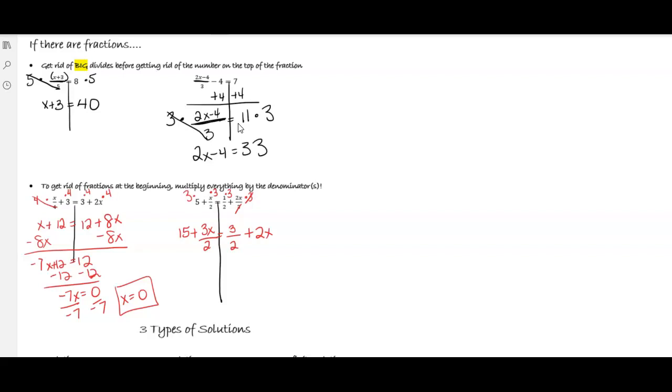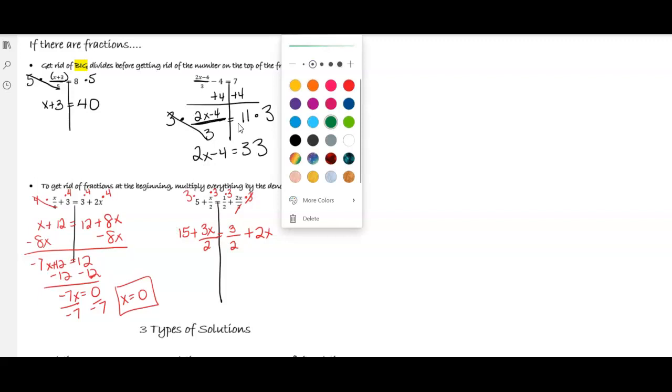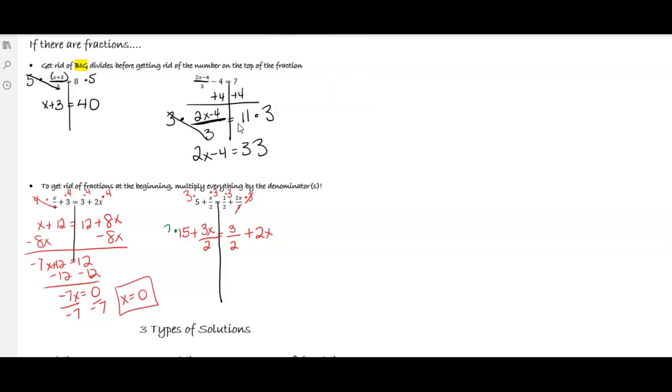So now I've taken care of that one fraction. I've taken care of the 3. Now I'm going to go to the next one, and I'm going to get rid of a divide by 2. Whoa, that's big. I'm going to get rid of a divide by 2 by multiplying each thing by 2. So 2 times 15 is 30.